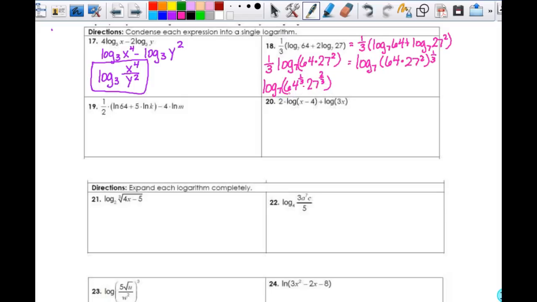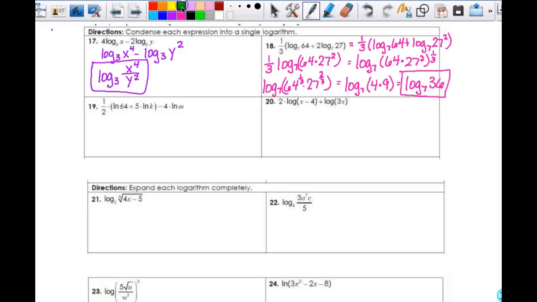Now, as much as you might not like rational exponents, this is so way better than getting those ginormous numbers that you're not going to know what to do with. You should be able to take the cube root of 64. So this is log base 7. Cube root of 64 is 4. Then I need to take the cube root of 27, which is 3, and square it, which is going to give me 9. So this is just log base 7 of 36. And combining some of those steps is fine, but again, I wanted to make sure everybody knew where everything was coming from. Okay, good.